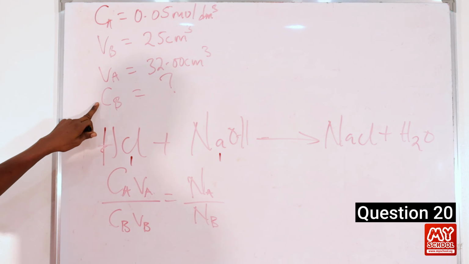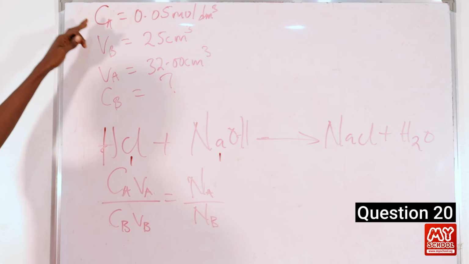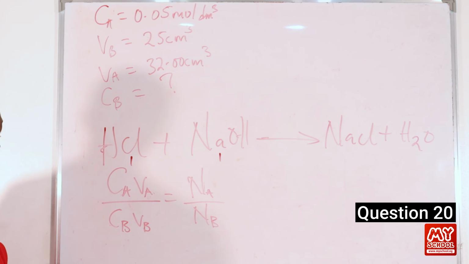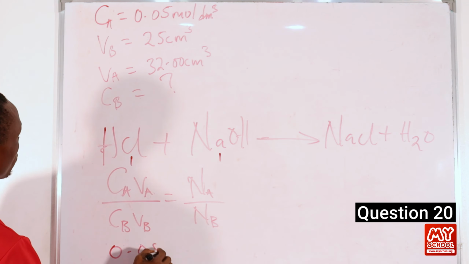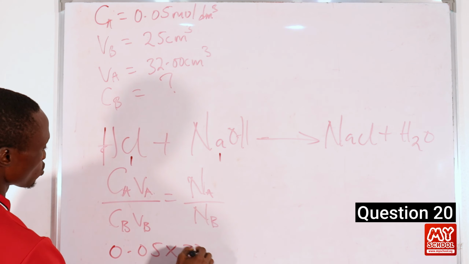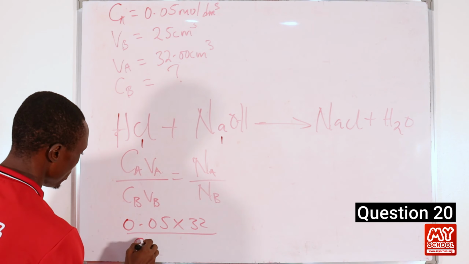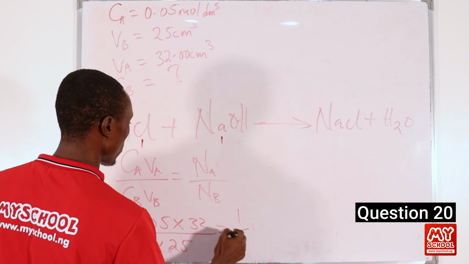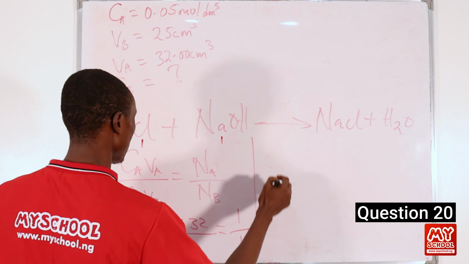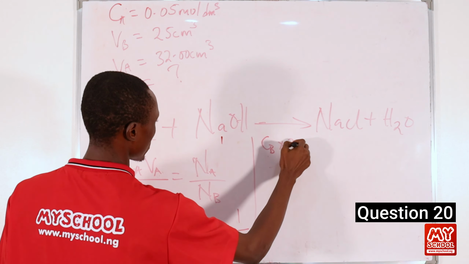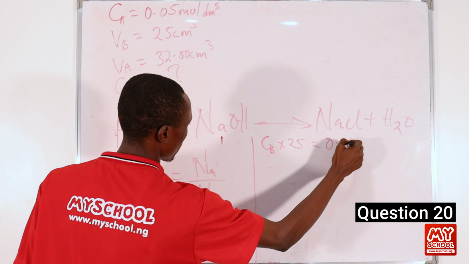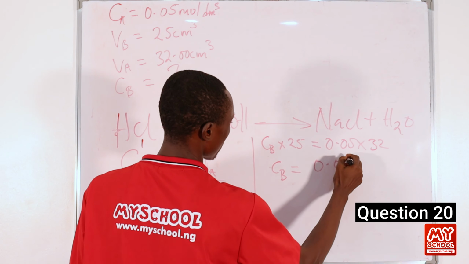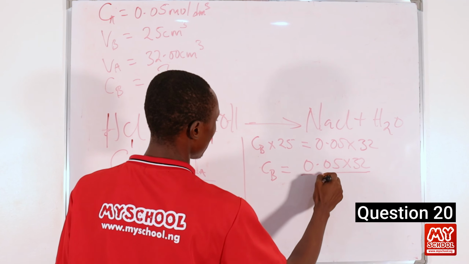Okay, so since we are calculating for the concentration of the base, we just input our formula and make Cb the subject of the formula. So here we'll be having 0.05 times 32 all over Cb times 25, equals 1 over 1. So if we cross multiply, we'll have Cb times 25 equals 0.05 times 32. So Cb equals 0.05 times 32 divided by 25.